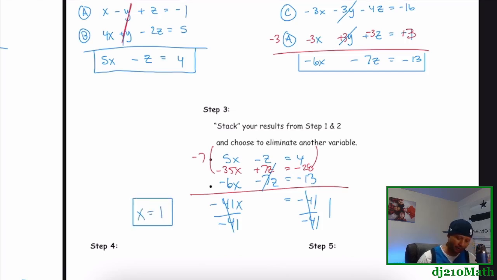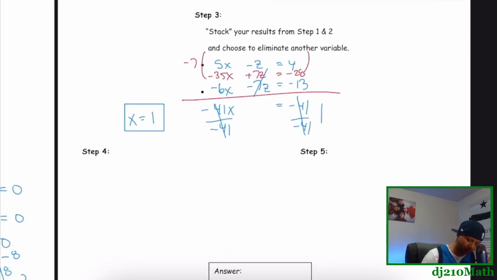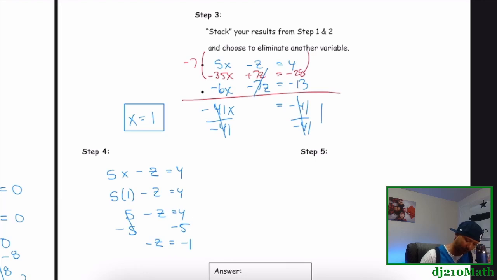For step 4, we immediately plug it back into one of these. I'm going to use the top. 5x minus z equals 4. So 5 times 1 is 5. Minus z equals 4. So minus 5 cancels. So negative z is equal to 4 minus 5, which is negative 1. Dividing everything by negative 1 because we want just z. Z is equal to 1.